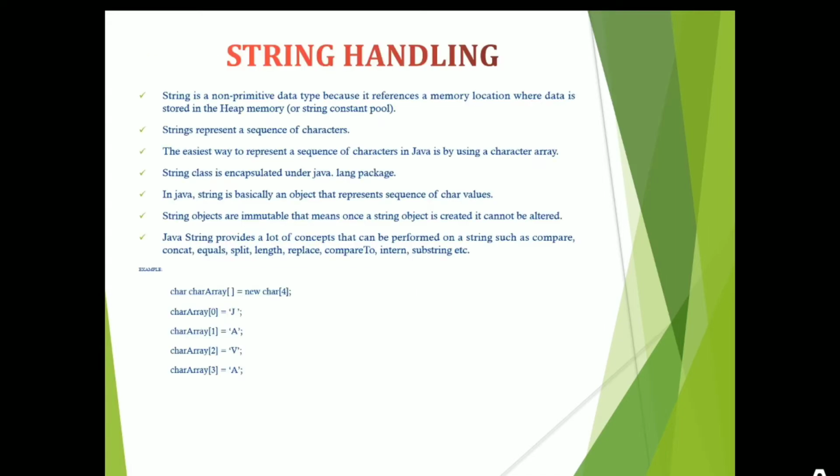String handling. The string in Java is a non-primitive data type, which means it refers to the memory location where data is stored in the heap memory. The place where strings are stored is called the string constant pool. In that, the string data is referred to. So non-primitive data types are stored in the heap memory.